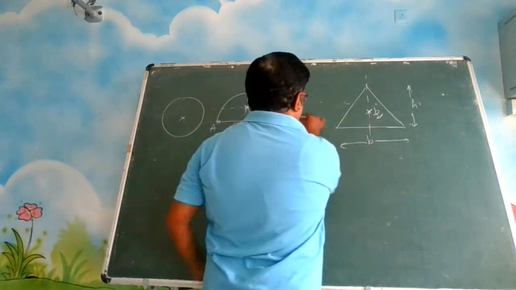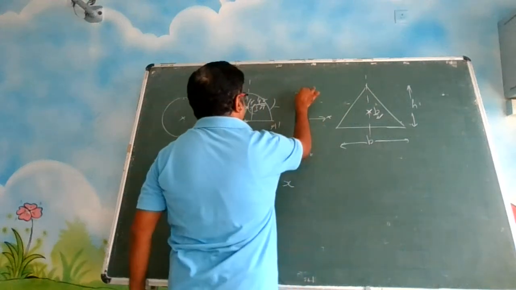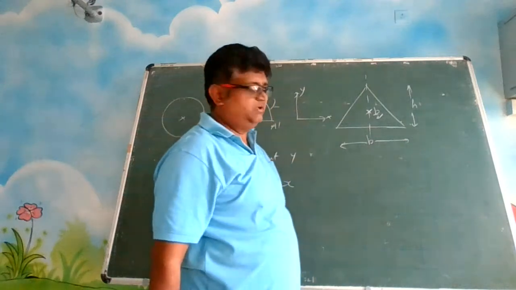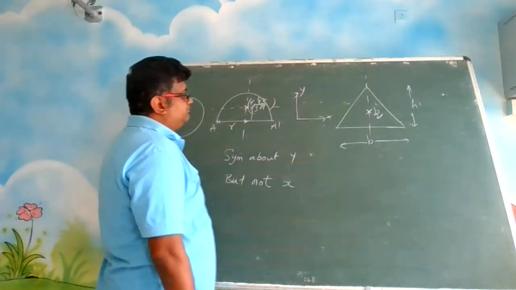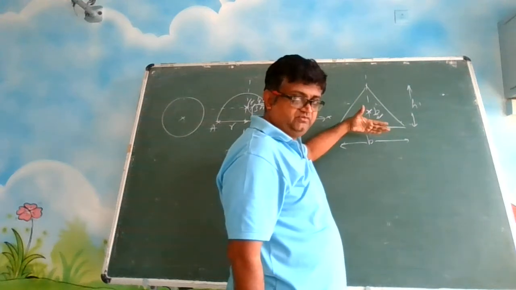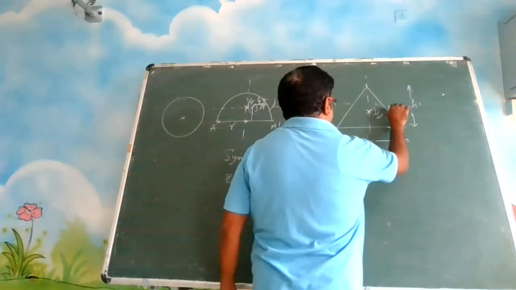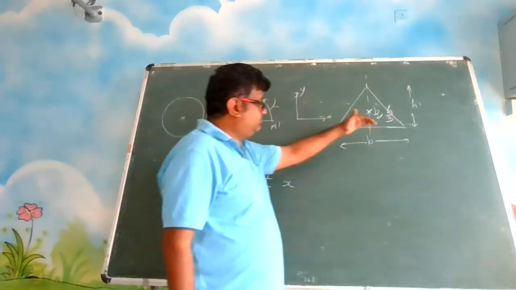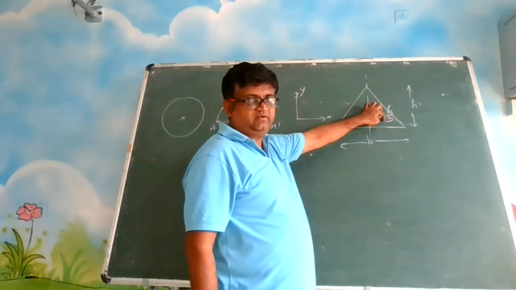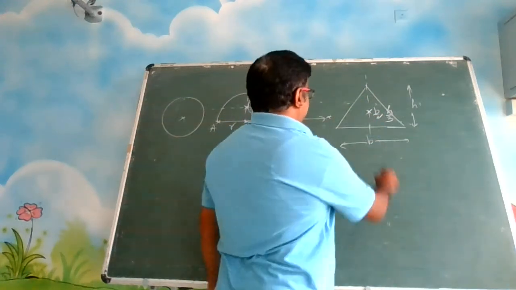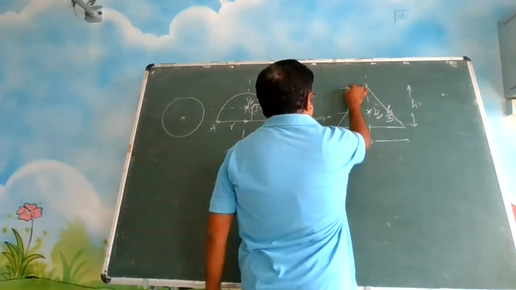Now I am calling this as x and this as y. X coordinate is b by 2. But what about the y coordinate? Listen carefully. If you are measuring from the base, it is h divided by 3. If you are coming from the top, it is 2h by 3. This is 2h by 3.